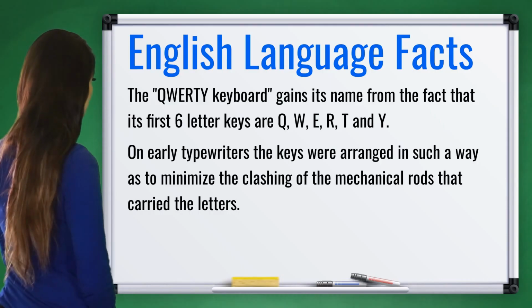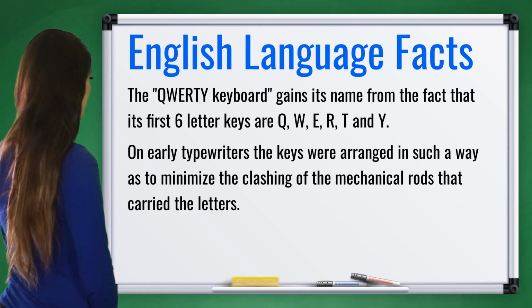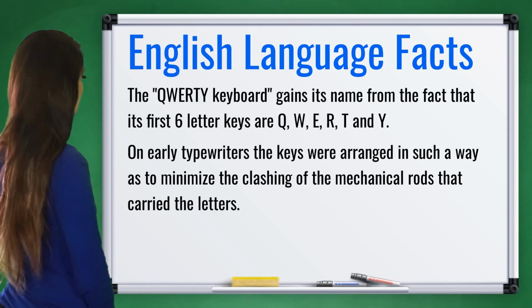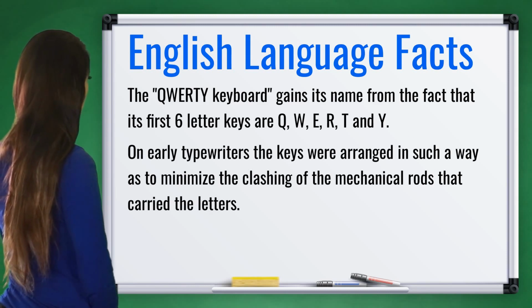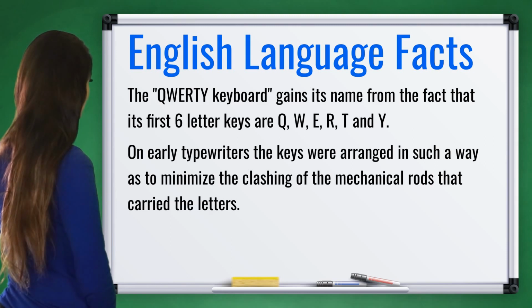Now let's learn an interesting fact about the English language. The QWERTY keyboard gains its name from the fact that its first 6 letter keys are Q, W, E, R, T and Y. On early typewriters, the keys were arranged in such a way as to minimize the clashing of the mechanical rods that carried the letters.